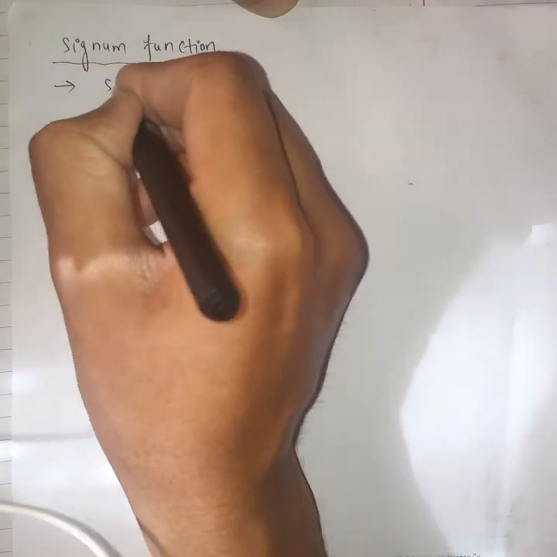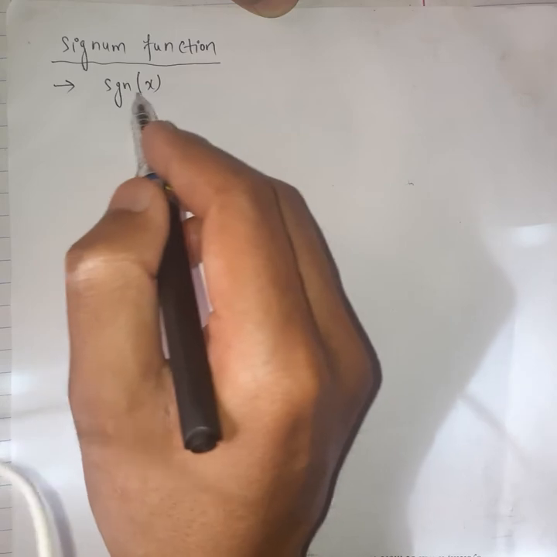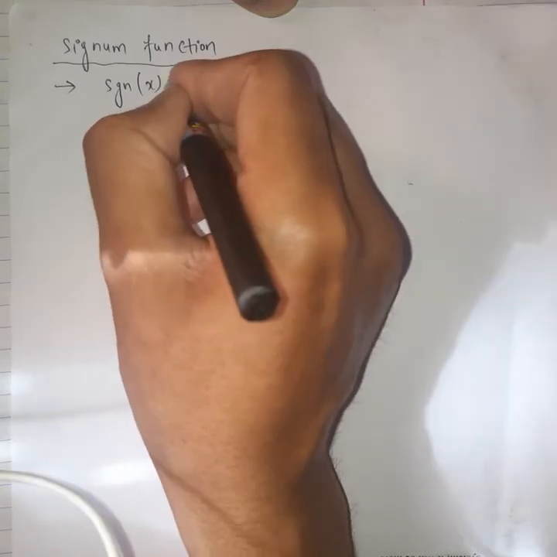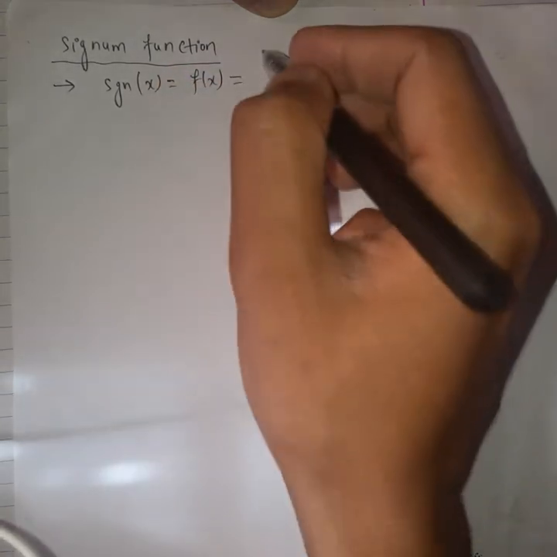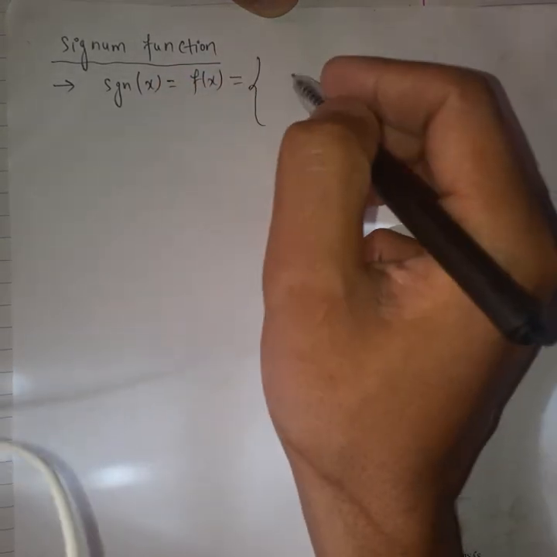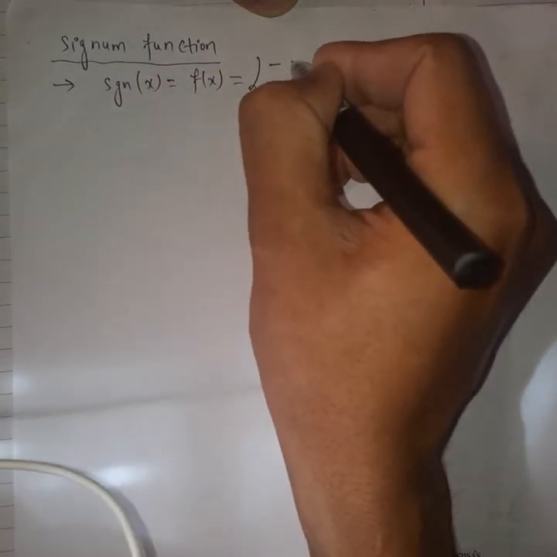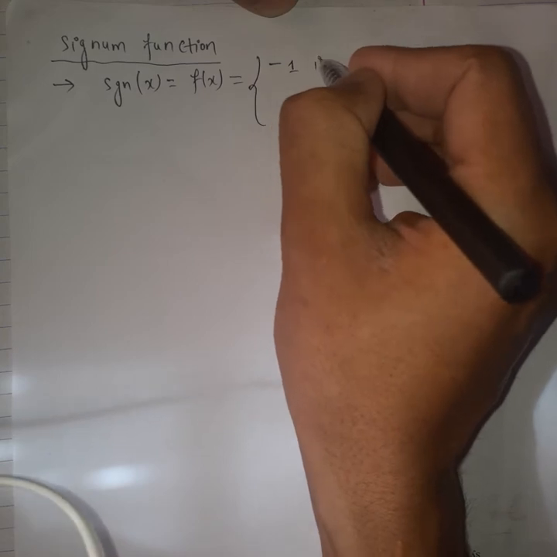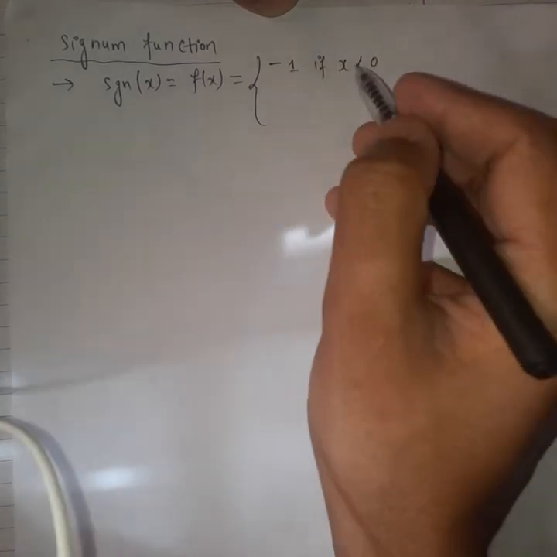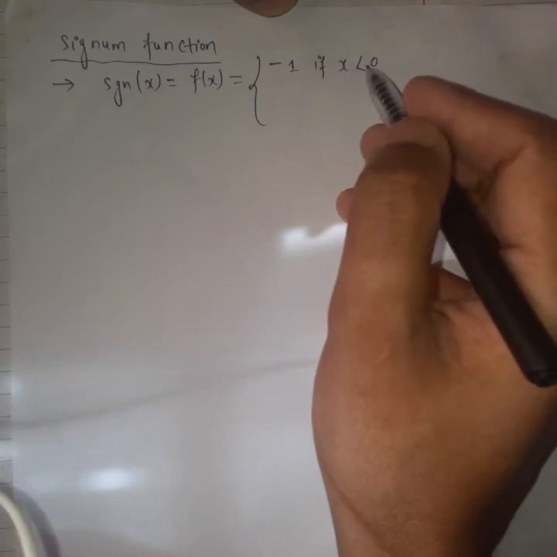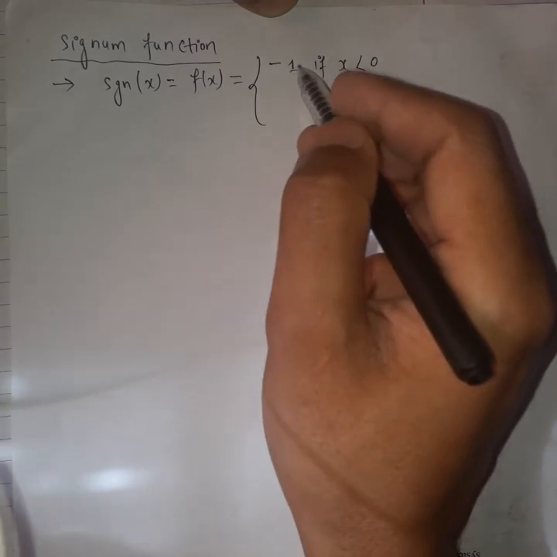First, the signum function. Here I am going to take x as an input. Here the signum function of x, let's suppose this is f of x also. Here this is defined into three pieces. The signum of x has the value -1 if the input x is less than 0. This means for the negative input, the output of the signum function is -1.